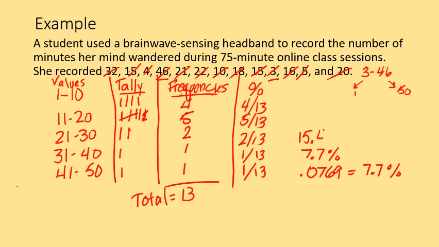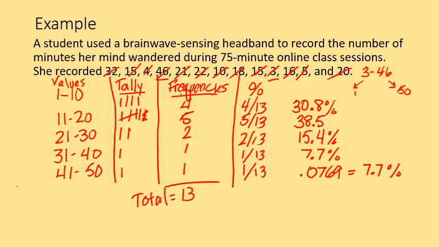I'll put 15.4%. 5 divided by 13 is 38.46%. And I'll round that also to 38.5. And 4 divided by 13 is 30.76%. And I'll round it to 30.8%.